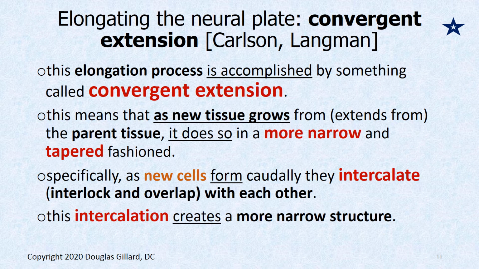So there's a process for this elongation, and it's called convergent extension. Convergent extension. And that's the elongation process. And that means new tissue is forming from the parent tissue. The parent tissue is that round plate up toward the cranial end, just behind the oropharyngeal membrane. Right? How come it's key-shaped?